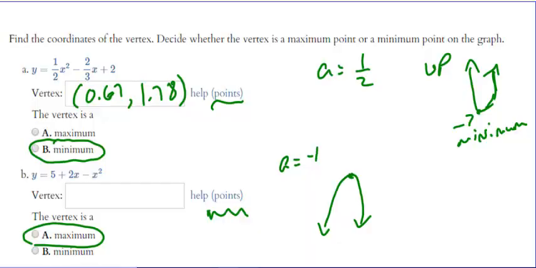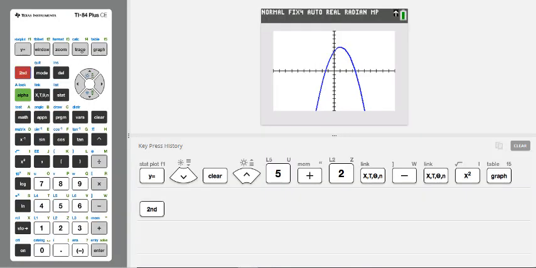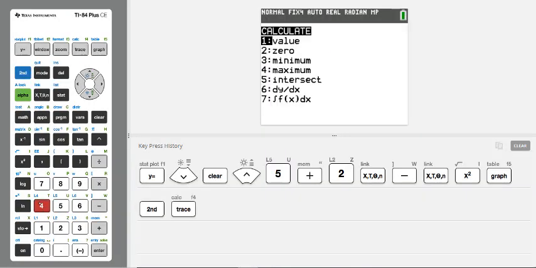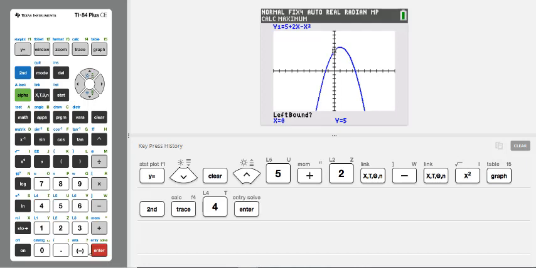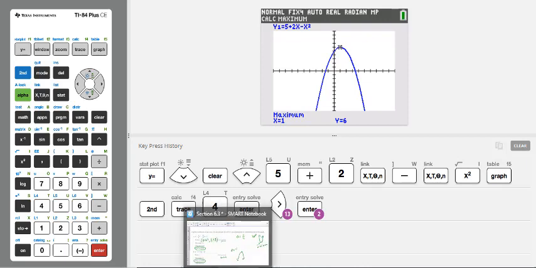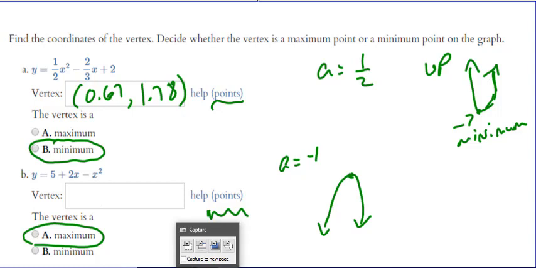Now all we got to do is come over here and go second trace. Now we're going to hit number 4 for maximum. Hit enter for left bound. Enter for right bound. I don't want to be up at the very top. I want to be down each side just a little bit. And then I'm going to hit enter again, and it'll tell me that the maximum is at 1.6. And again, I want to put those as an ordered pair.